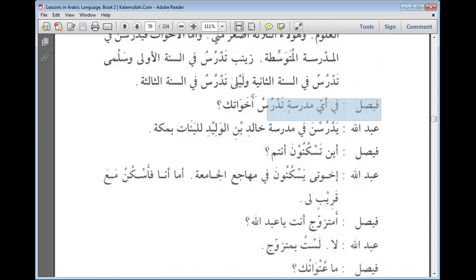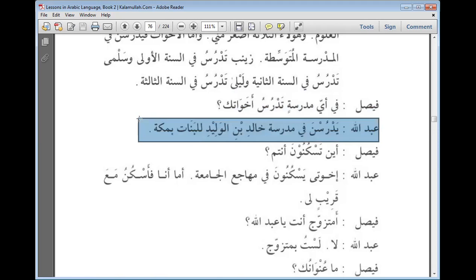Faisal asks, fi ayyi madrasatin tadrusu akhawatuk? You see in here, they use the singular form of the verb, tadrusu, even though we're talking about the sisters, because it is coming before the doer of the verb. So they use the third person feminine singular form. Faisal asked, what school do your sisters study in? Abdullah replied, yadrusna fi madrasati Khalid ibn al-Walid lil-banat bi-Makkah. They study in the Khalid ibn al-Walid school for girls in Makkah.